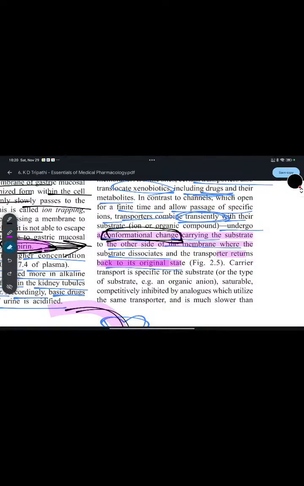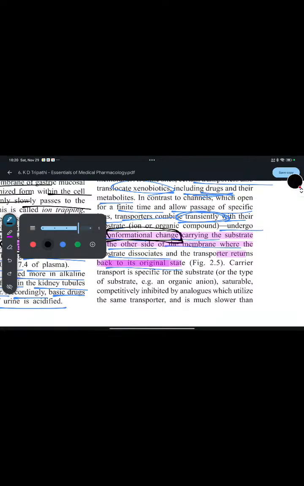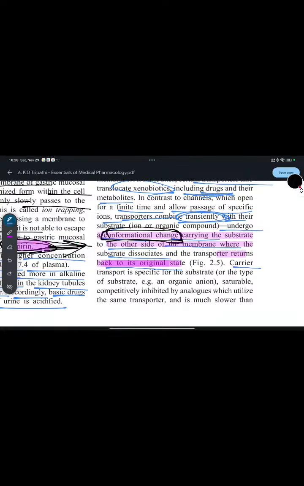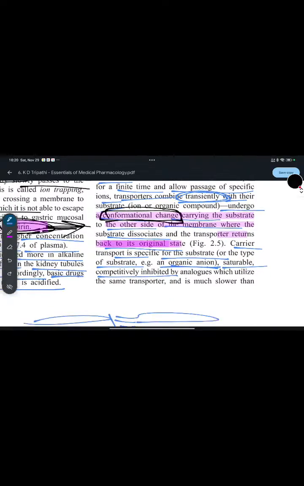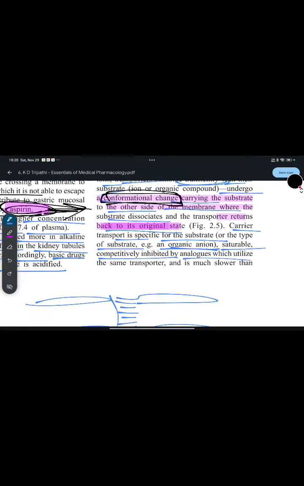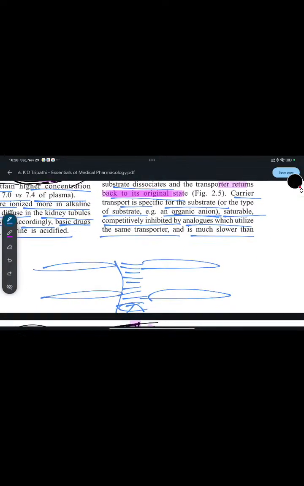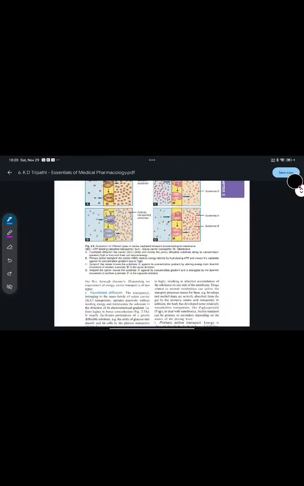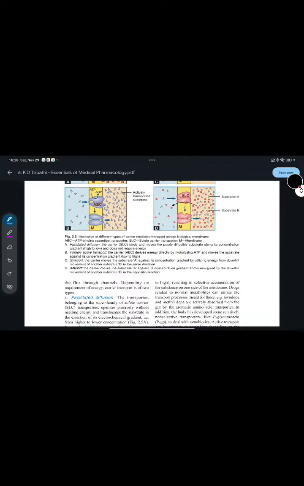This carrier transport is specific for the substrate or type of substances. Example, organic anions. Saturable, competitively inhibited by analogs which utilize the same transporter, and the flux is much slower than through the channel.